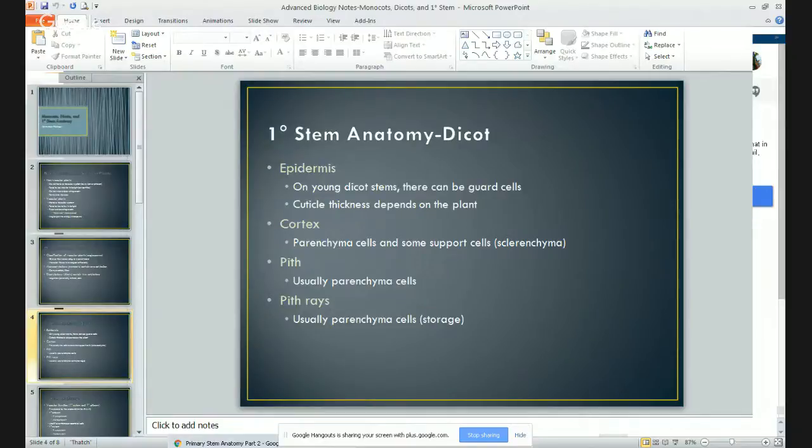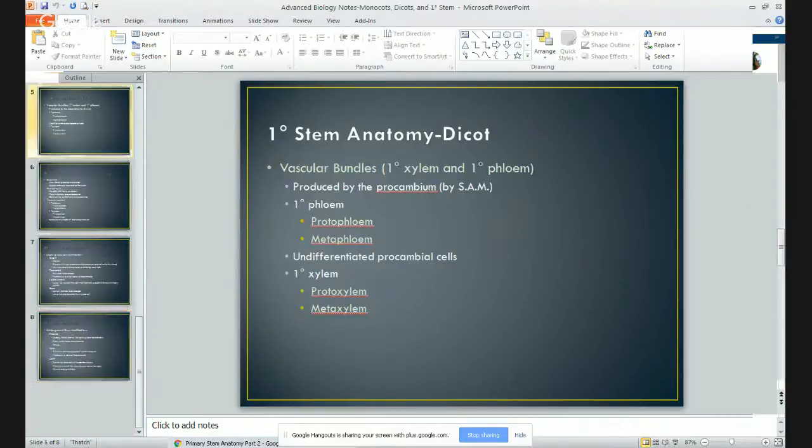And then the tissue found in between your vascular bundles is what's called your pith rays, and those are also made out of parenchyma cells. So that's basically what a cross section of your dicot stem would look like, minus the vascular bundles, which we're going to talk about now.